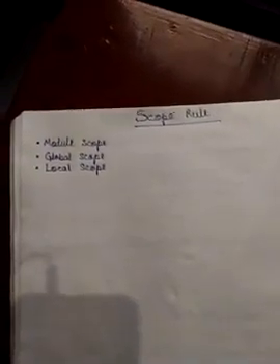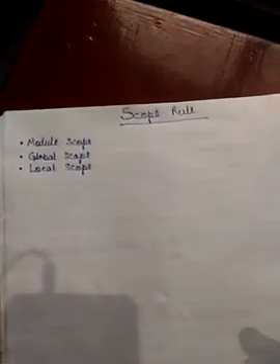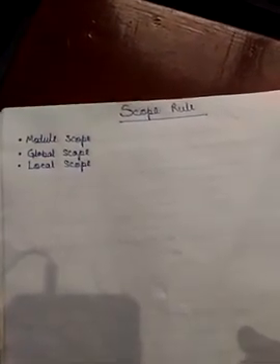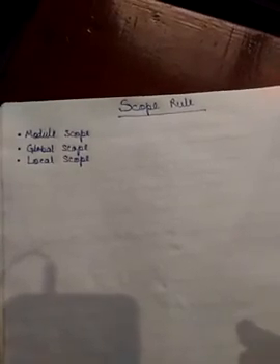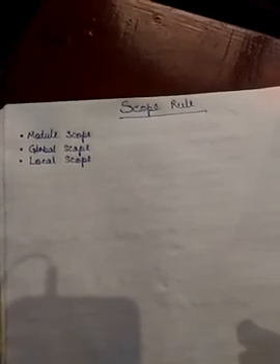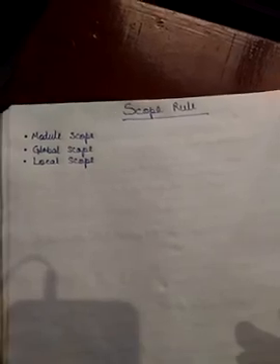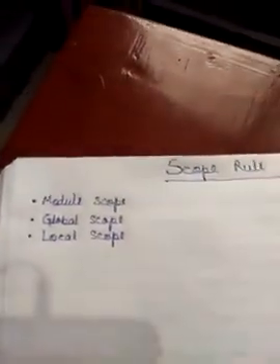Hello students, in this video we are going to learn about scope rule. Scope rules specify that the variable which we declared in the program will be accessible under which access specifier. What is the scope of that variable means how long that variable will be accessible in the program. There are three scope rules: module scope, global scope, and local scope.